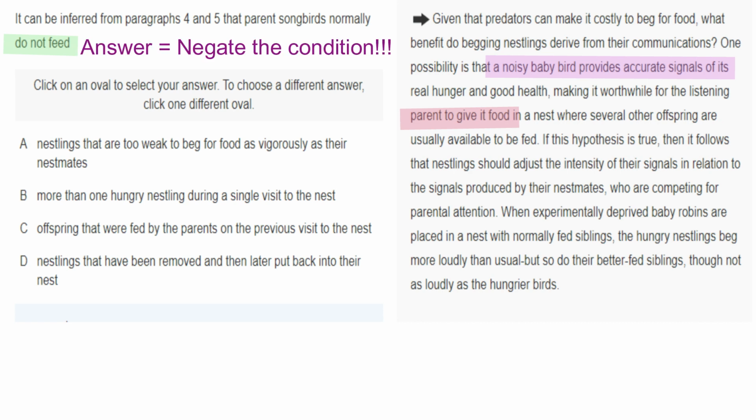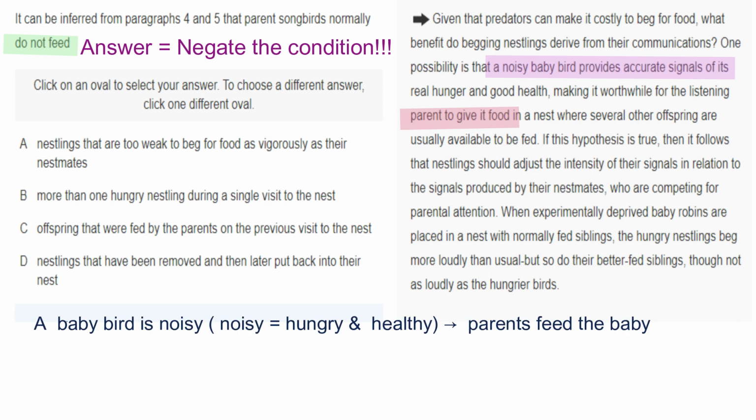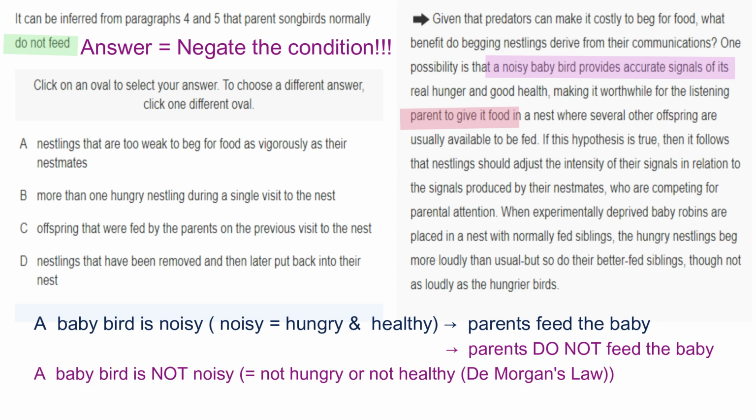So this is how we rephrase the sentence into a conditional statement. If a baby bird is noisy, where being noisy is viewed as equivalent to being really hungry and healthy, then parents give the baby food. The question asks about the negation of the conclusion, which is parents do not feed the baby. So we negate the condition clause. That is, if the baby is not noisy, which is the same as if the baby is not really hungry or not healthy. Let's examine the choices.